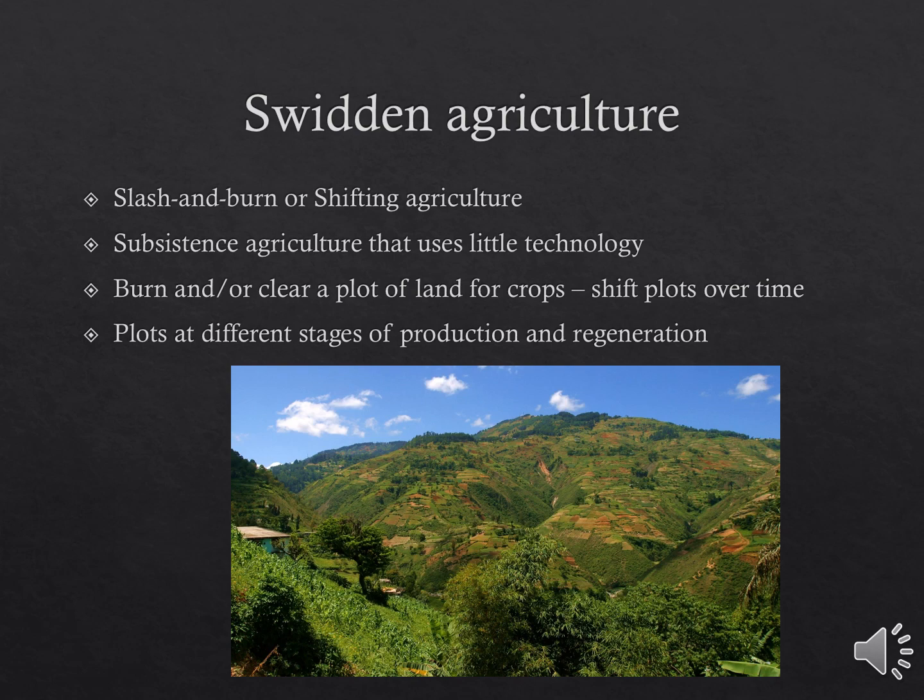The next steps would be to plant your crops, to cultivate, and to harvest your crops on that plot of cleared land for a particular amount of time, until the forest has regrown too much. It becomes too weedy, you get too much of the forest invading back into that plot. And then you would need to move to another plot and start the process all over again.